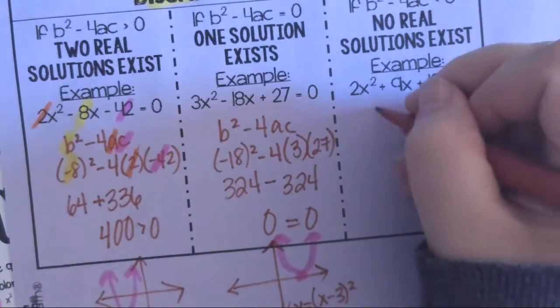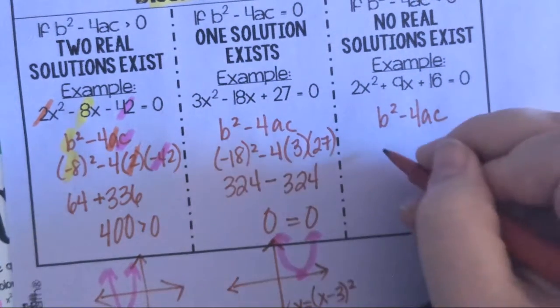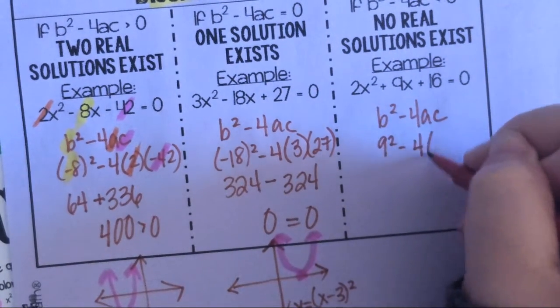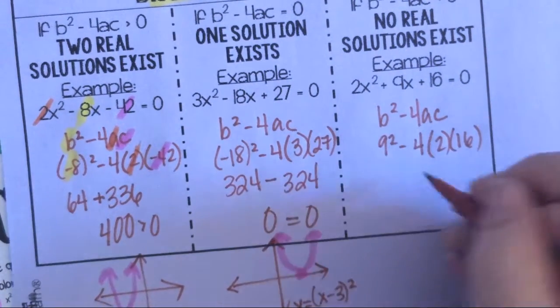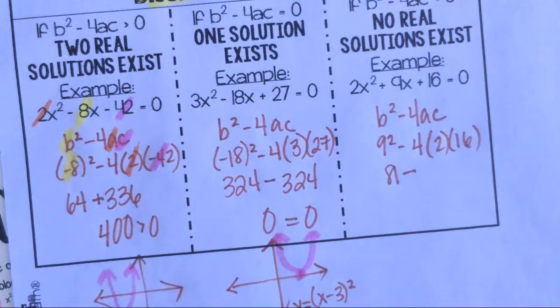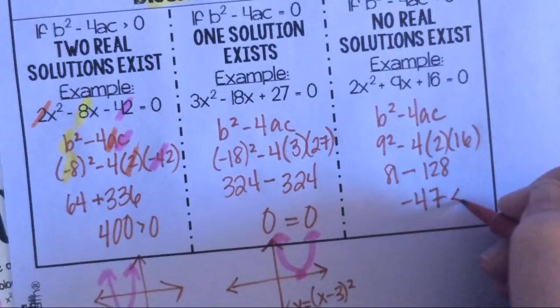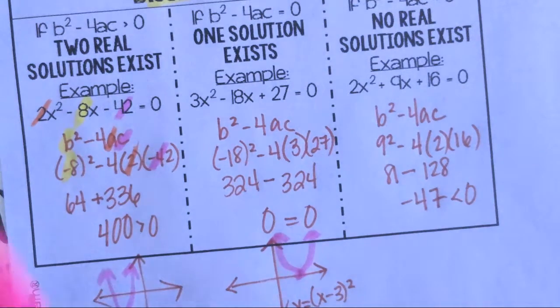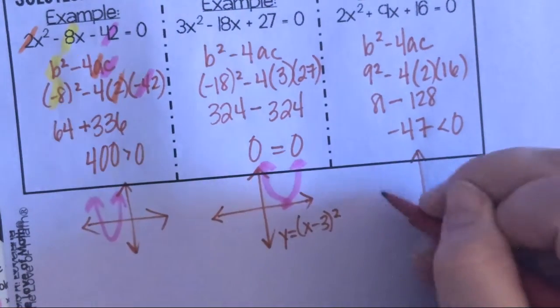Okay, and then let's do this B squared minus 4AC one last time. So I have 81 minus something. 81 minus 128 is, okay, that's less than 0. So if you get a positive number, we've got 2 real roots. You get 0, we have exactly 1 root. You get a negative, we have no roots at all.